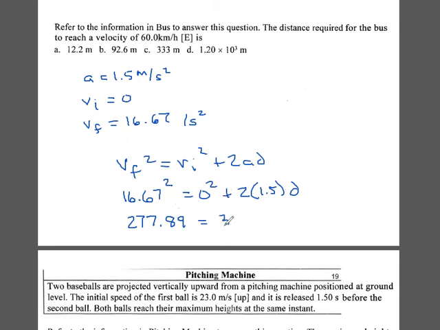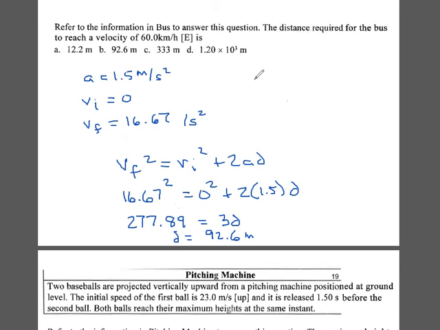2 times 1.5 is 3. And if we want d by itself, right now it's multiplied by 3, so to get rid of that, we divide both sides by 3. We get a displacement of 92.6 meters.